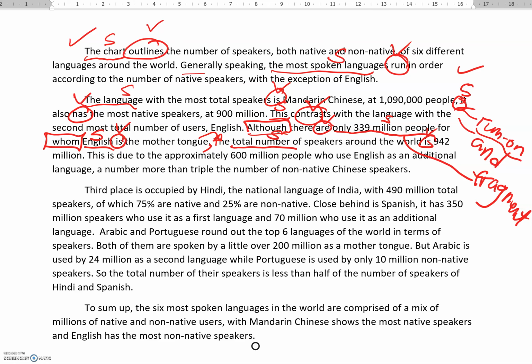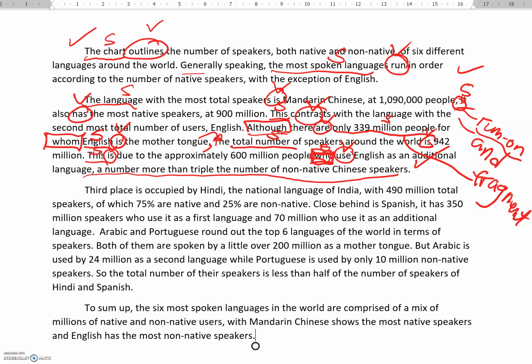Next sentence. This is due, so we got subject, this, and due, verb, okay? To the approximately 600 million people who use, right? We got the verb use, and who is a subject, but it's also a conjunction. Okay, so we've got 2 subjects and verbs, and we've got the conjunction who to join them. And then in the rest of the sentence, there are no more subjects and verbs. So that's 2 subjects and verbs, and then 1 conjunction to join them. That's great. That math works.